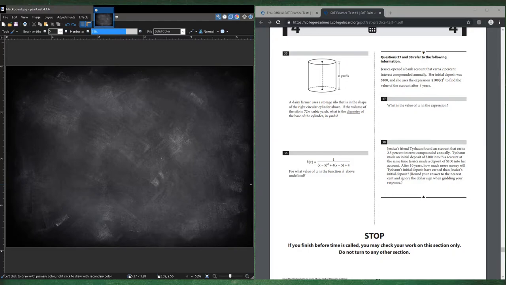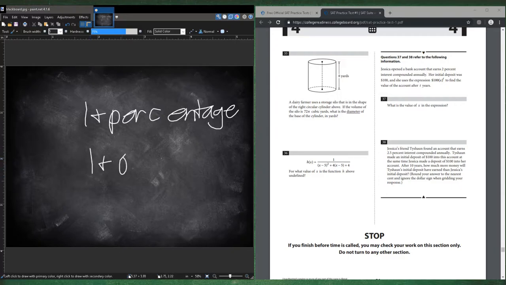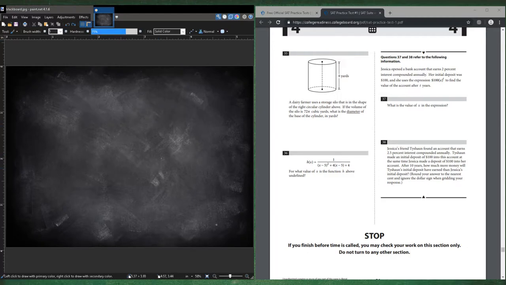Questions 37 and 38 refer to the following information. Jessica opens a bank account that earns 2% interest compounded annually. Her initial deposit was $100. She used the expression 100 times x to the power of t to find the value of her account after t years. What's the value of x? x would just be the rate. The rate is always just 1 plus the percentage. So the percentage is 2%, so it's 1 plus 0.02, which is 1.02. So that's the answer. It's just how exponentials work. If you don't know, you could study more exponentials.